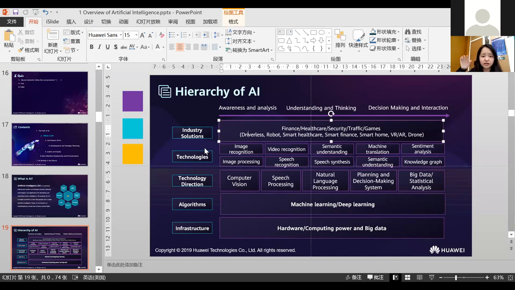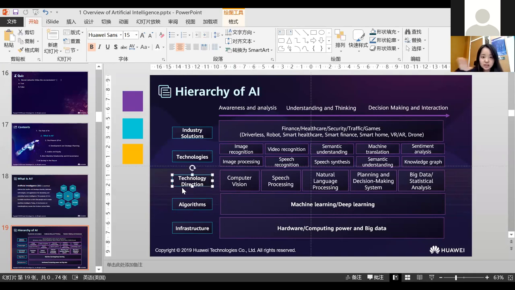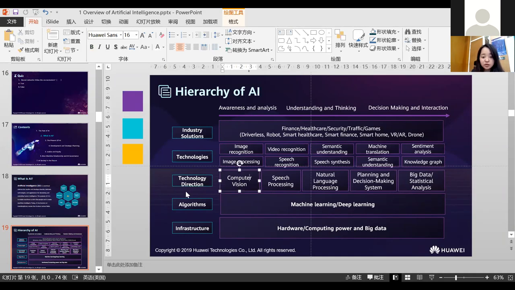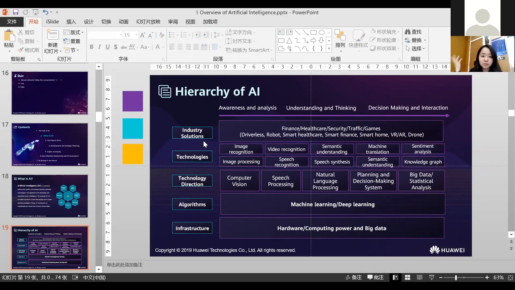So that is the hierarchy of AI, from the infrastructures like hardware to the algorithms. Some typical examples are machine learning and deep learning algorithms. And then we move to the second level, the technology direction. We talk about topics like computer vision, speech recognition, speech processing, and natural language processing. And then the fourth level is about subtopics of these technology directions, that is image recognition, image segmentation, speech recognition, or machine translation, etc. And then we combine a lot of these subtopics to solve industry problems like self-driving cars, smart healthcare, smart finance, fintech, VR, AR, and smart homes. That is the hierarchy of AI in industries.